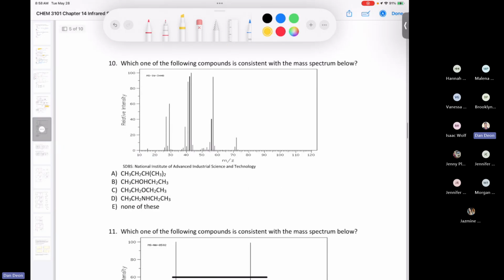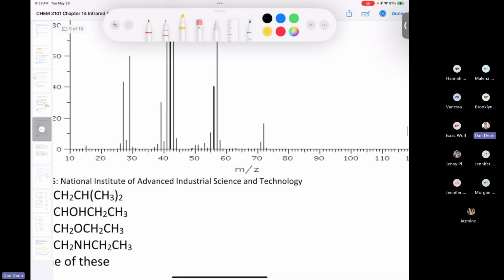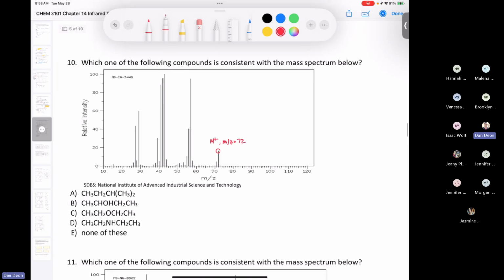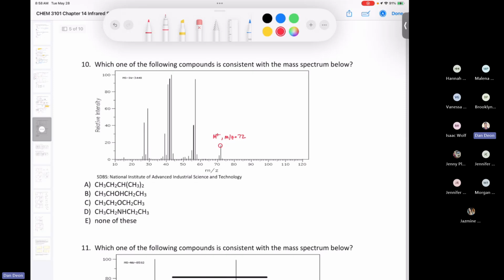All right, the next one is a little bit more straightforward. It just says which one of the following compounds is consistent with this mass spec. So you can see the parent or the molecular ion is way over here. Okay, so it must be this peak right here. So this is the molecular ion. It has a mass over charge equal to 72. And then what I've done ahead of time, and so you would want to do this, is go through each one of these compounds. The first one is C5H12. And so that has a mass, I'll just put here, equal to 72 atomic mass units.